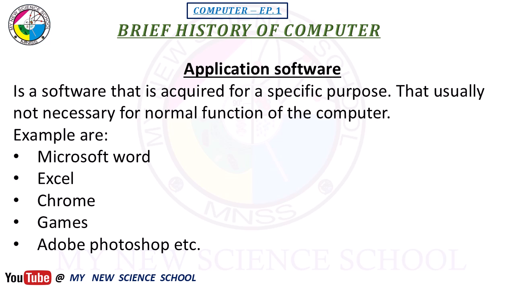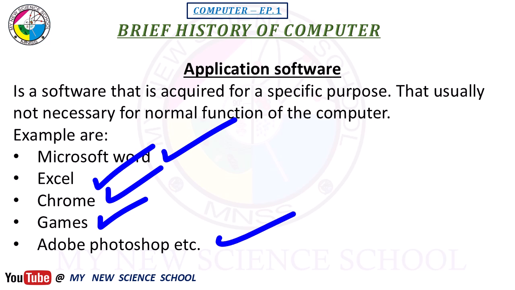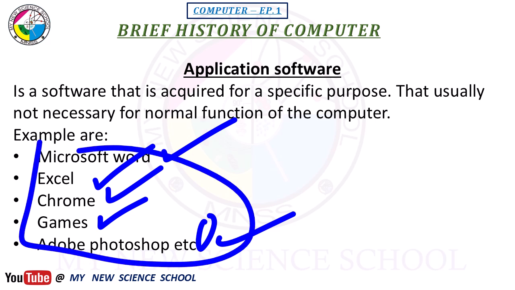And an example of these application software include Microsoft Word, Excel, Chrome for browsing. We have games, different types of games. We have Adobe Photoshop. These are application software, because maybe somebody doesn't have these types of application because maybe he's not interested in gaming or browsing or graphic design. Maybe he's interested in just music, so he doesn't need this kind of application. So that's the application software.